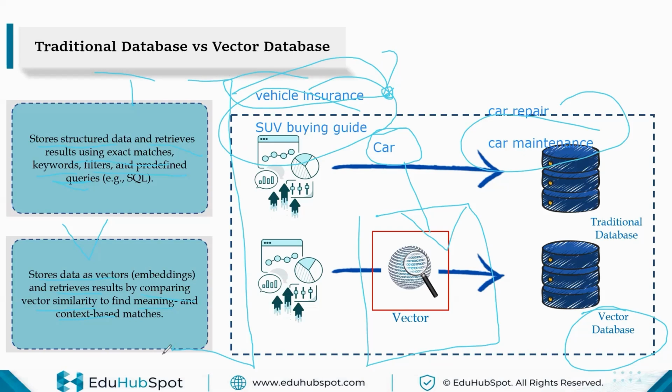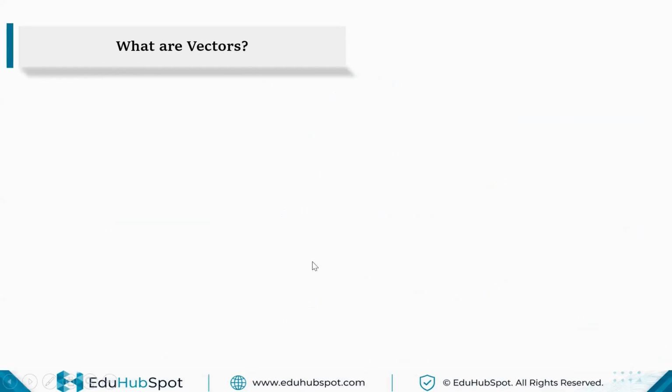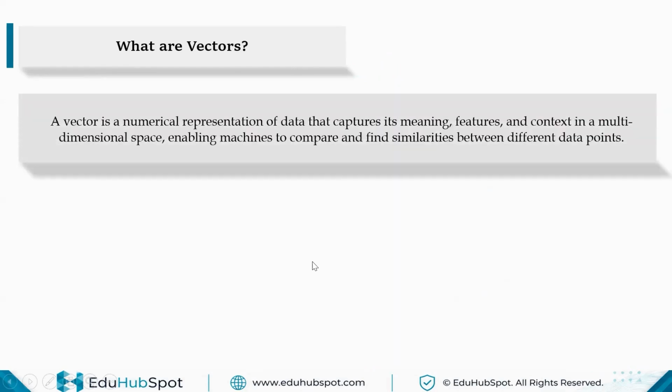But wait, what are these vectors that we keep talking about? Are these the same ones from class 11th or something different? Let's look at this and understand. So, what are vectors? We all have been taught in our computer classes that computers can't understand words, they can only understand numbers. So, basically, we can think that vectors are a way to convert things like text or images into numbers so that machines can understand and compare them.